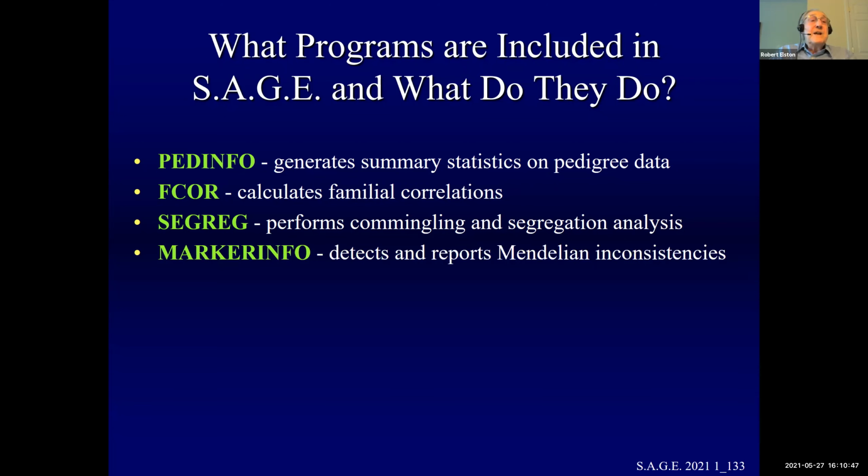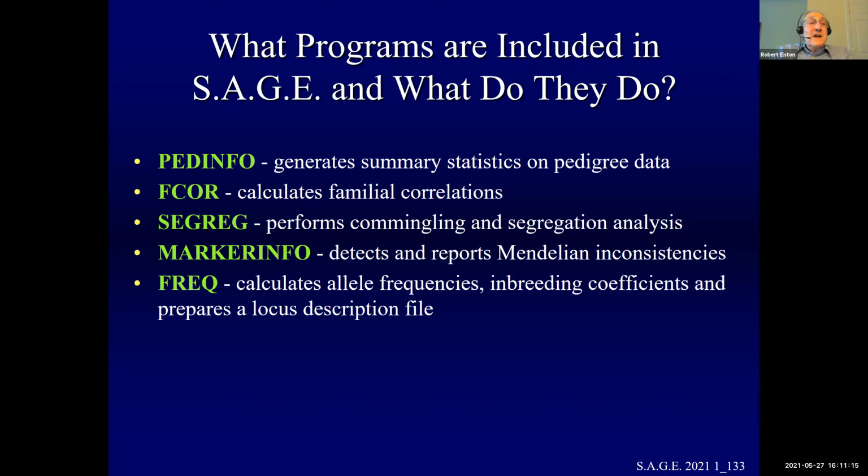Marker info detects and reports Mendelian inconsistencies. Unfortunately, no data are perfect. And one of the things we want to do right at the beginning is ask, is it possible that our markers are not consistent with Mendelian inheritance? Because if they are not, then of course we want to do something first and make them in some way consistent before we go any further.